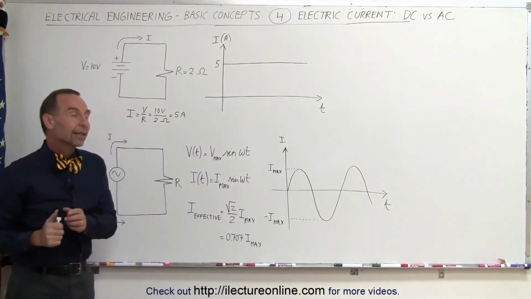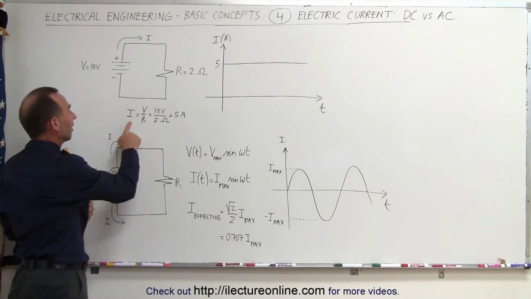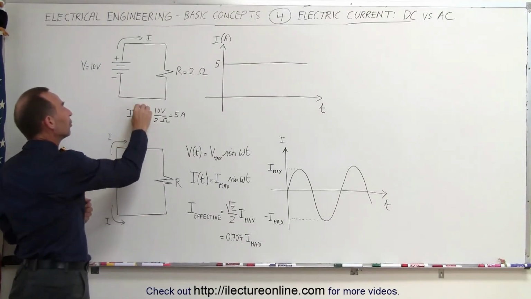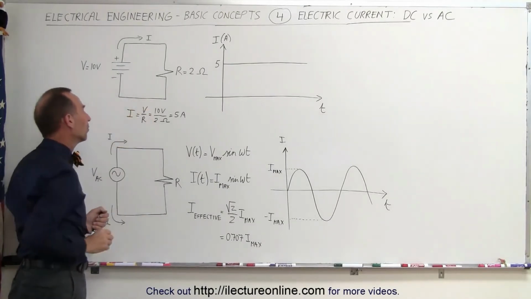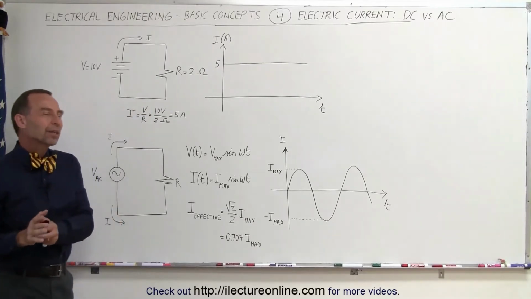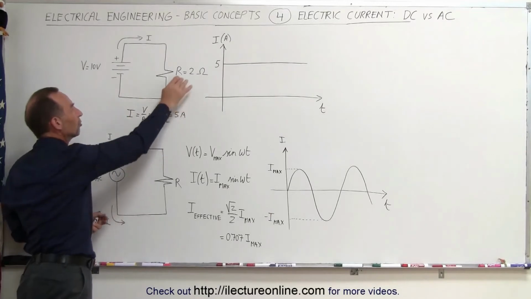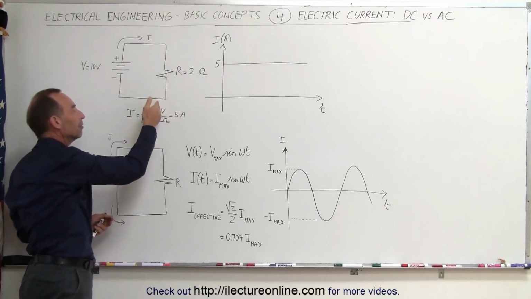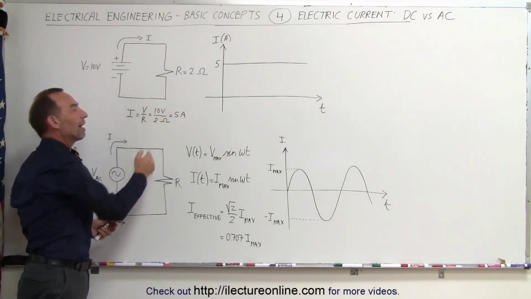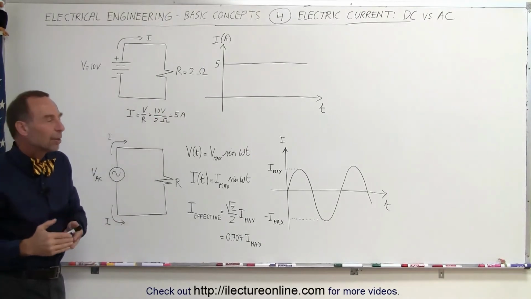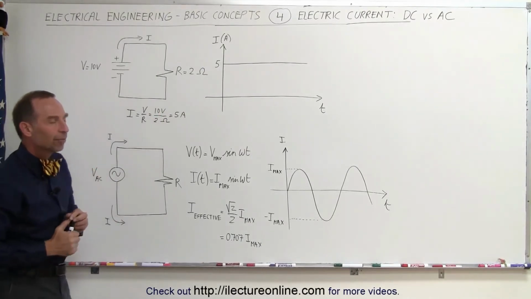The way we can calculate that current is by using Ohm's law, which says that the current is equal to the voltage in the circuit divided by the resistance of the circuit. In this particular case, if we have a 10 volt battery source and a 2 ohm resistor in the circuit, then the current will be 10 volts divided by 2 ohms, which is 5 amps, and so that will be a steady state or direct current of 5 amps.